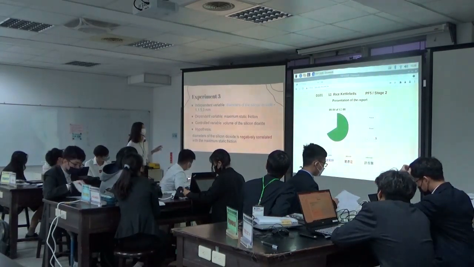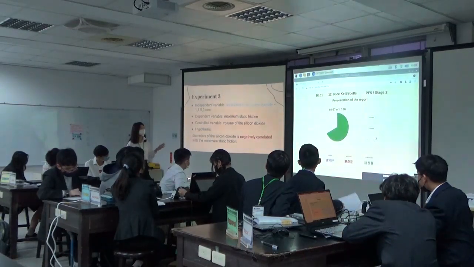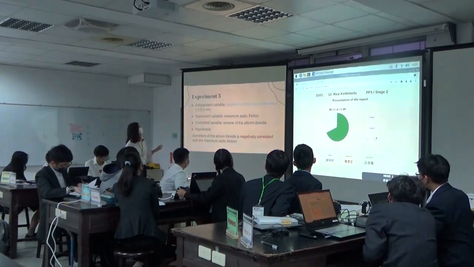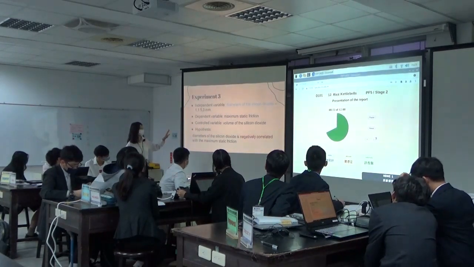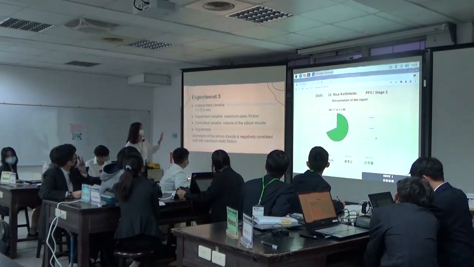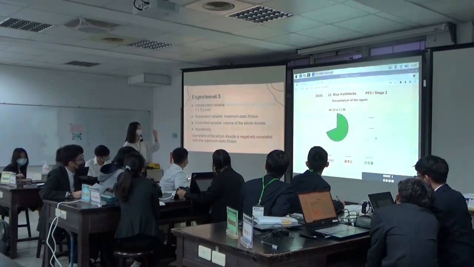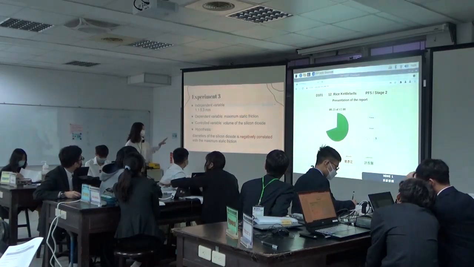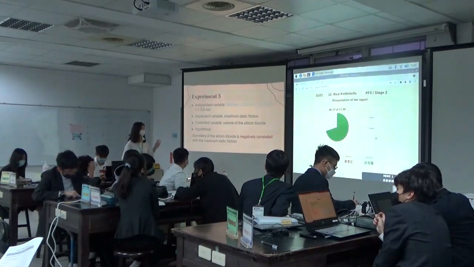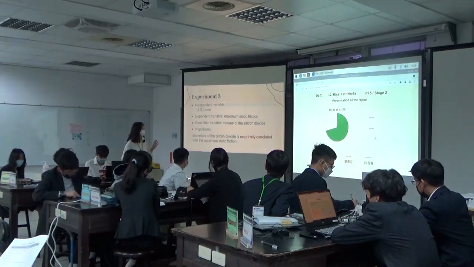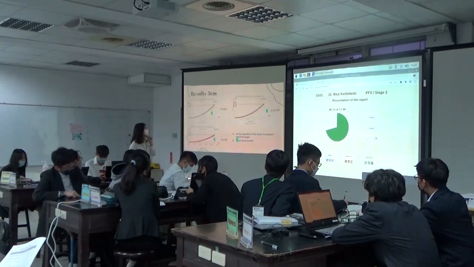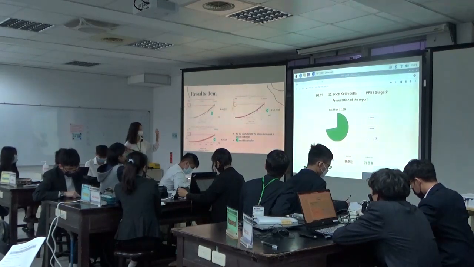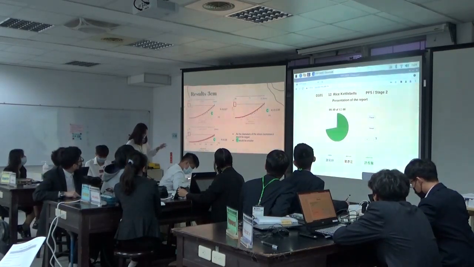For our experiment 3, the independent variable is the diameter of our silicon dioxide, from 1.5 to 3 millimeters. The dependent variable is the maximum static friction. The controlled variable is the volume of the silicon dioxide. Our hypothesis is that the diameter of the silicon dioxide is negatively correlated with the maximum static friction. And here's the result for the 3 centimeter diameter of the vessel.